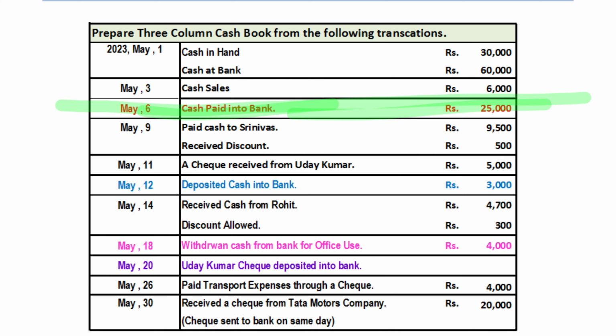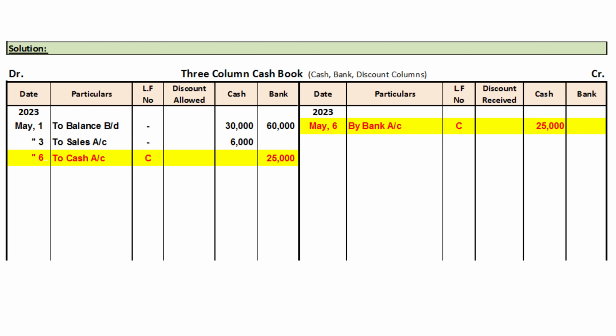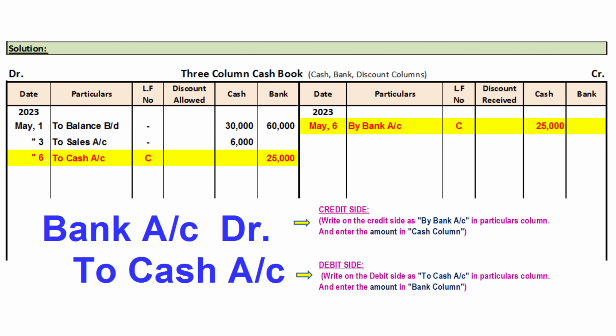Next, May 6th dated transaction, cash paid into bank rupees 25,000. This transaction is a contra entry. What is the journal entry of this transaction? Bank account debit to cash account. I am displaying it on screen for your easy understanding. So observe carefully. Whenever cash account and bank account are affected against each other in the same transaction, it is a contra entry.